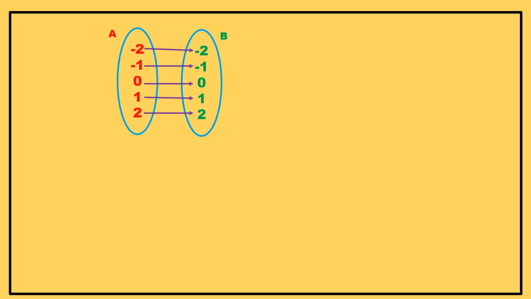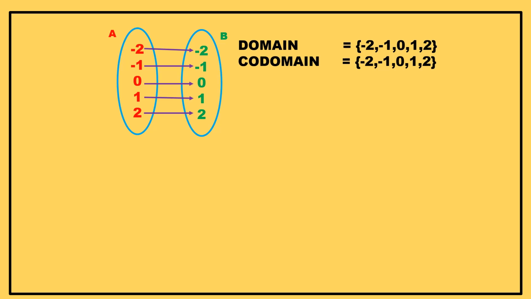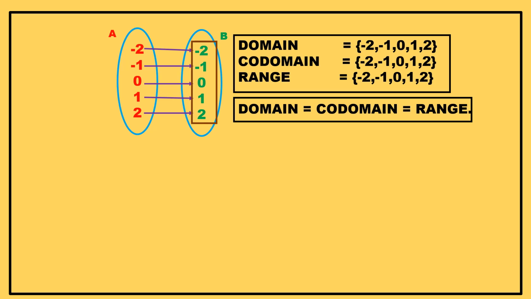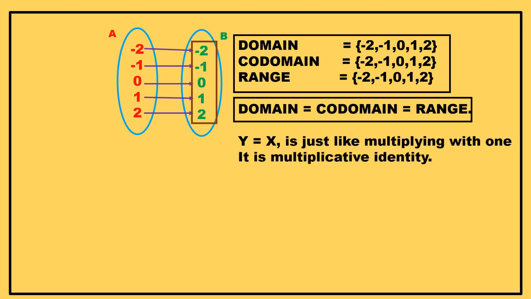Let's represent the function in an arrow diagram. Domain -2, -1, 0, 1, 2 and codomain -2, -1, 0, 1, 2, which is an equal set, and the range is again the same: -2, -1, 0, 1 and 2. Here domain, codomain and range are all equal. y is equal to x is just like multiplying with 1. It is the multiplicative identity, so it is an identity function.